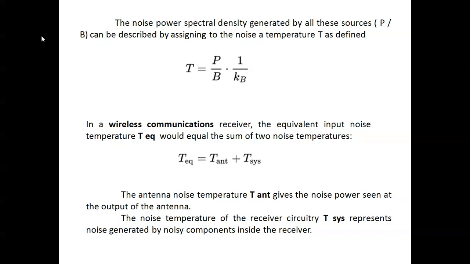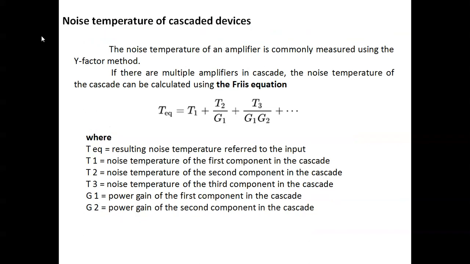That receiver has a total equivalent temperature. That temperature is the noise temperature of the antenna plus the system temperature. The receiver has components, and we call those components the system. So these two noise temperatures, the antenna and the system, are added, and you get the final output, the equivalent temperature of the wireless communication receiver. Do we understand? Okay.